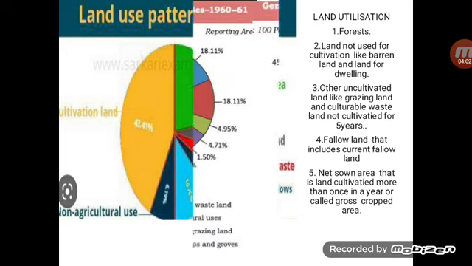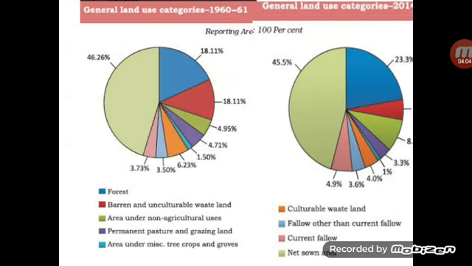Now in the next slide, what we are going to see is how the land use pattern of India has been changing from the 1960s to the current years. Here two pie charts have been drawn. One is showing the land use pattern of 1960-61, and the other one is showing the years 2014 and 15. In the left side figure, we see that the forest area has been shown by blue. It was 18.11%. Now it has increased to 23.3%.